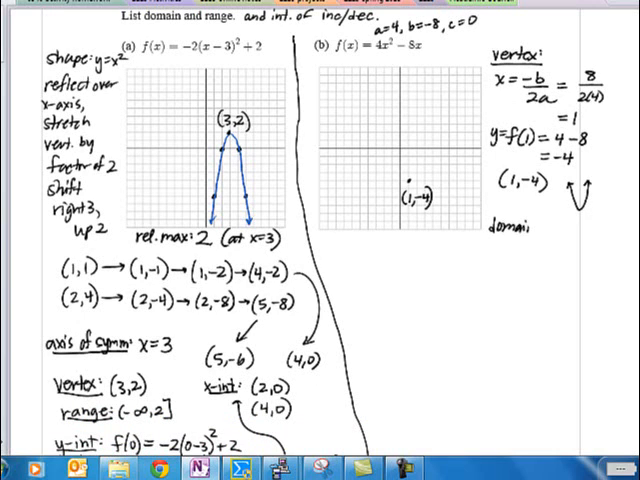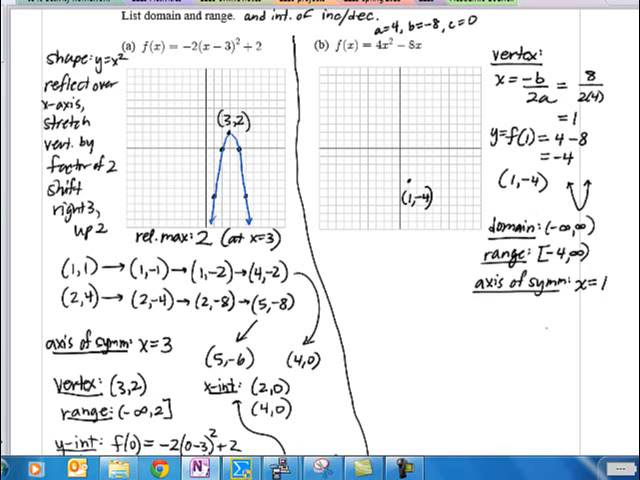Using the vertex and the fact that this is opening upward, we can say the range is as low as negative 4 and then up from there. So negative 4 to infinity. Again, we're focusing on the y values for the range. The axis of symmetry that cuts the graph in half vertically needs to be a vertical line, so x equals, and you want the x coordinate of the vertex, so 1 in this case.